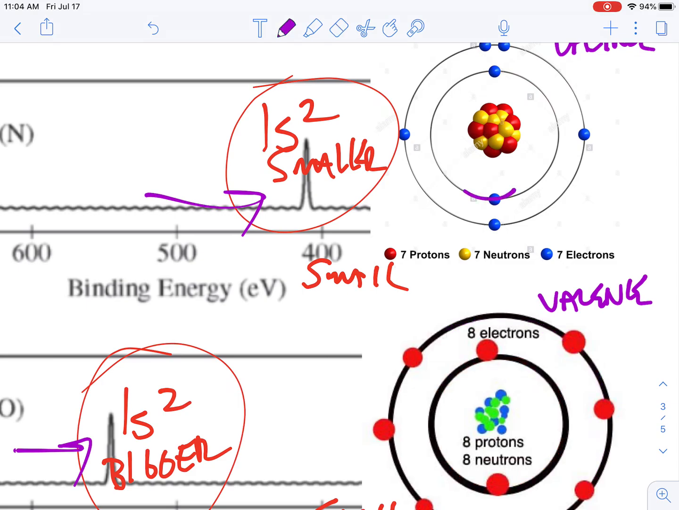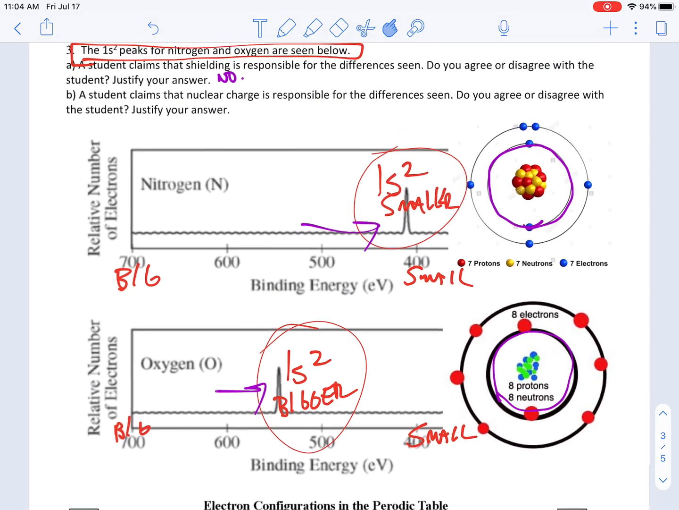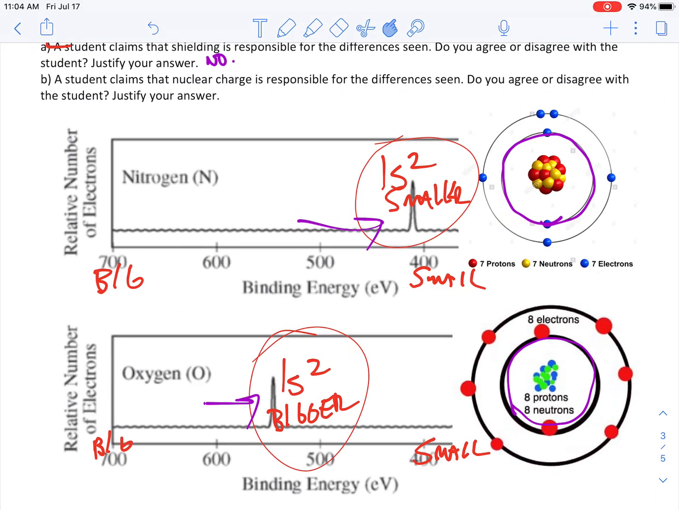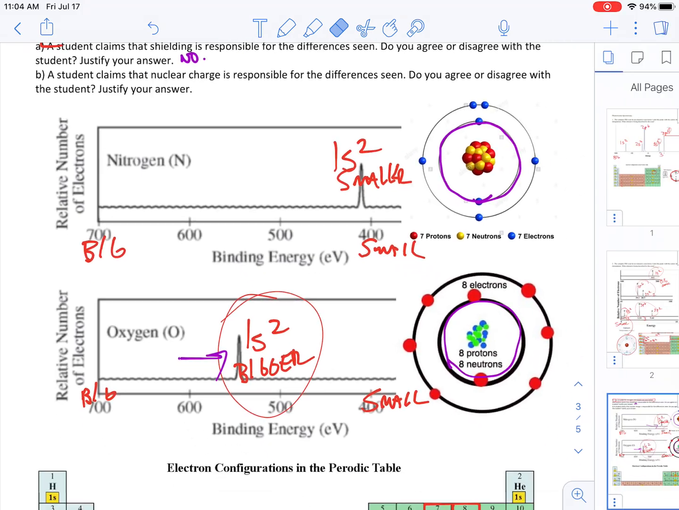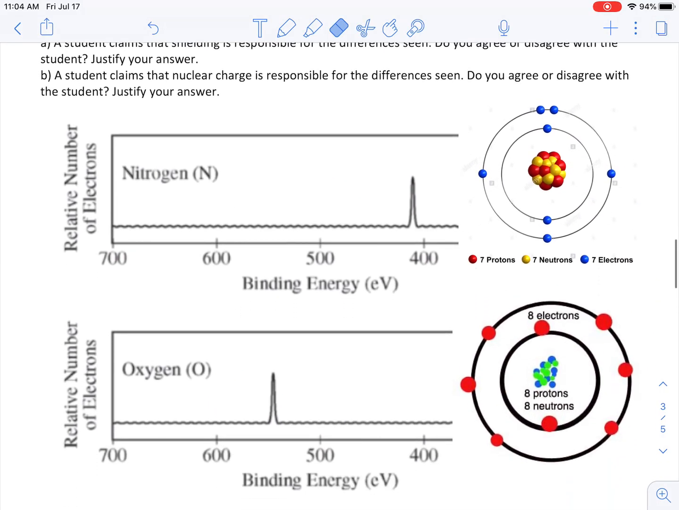In each of these cases, the peak is talking about this inner shell that's here. If we're talking about the inner shell, then there is no shielding between the nucleus and the inner shell. So either way you look at it, shielding cannot be used to justify the differences that are seen here. Well then, what can? Why can we see a difference between nitrogen and oxygen? Let's look at part B.